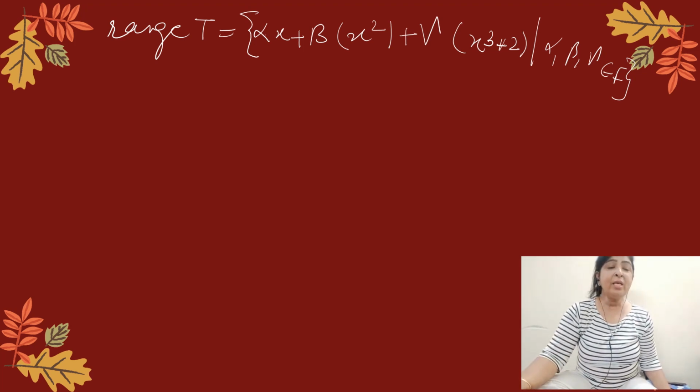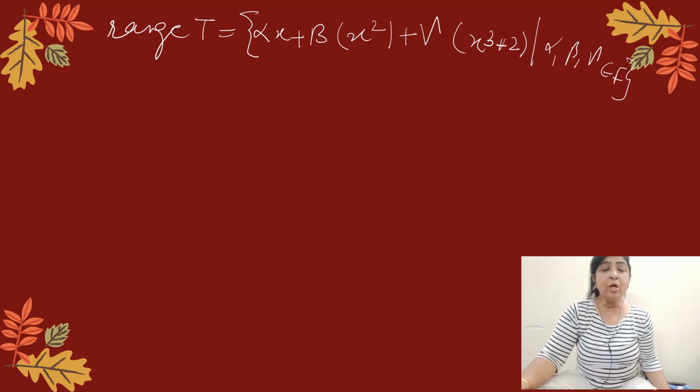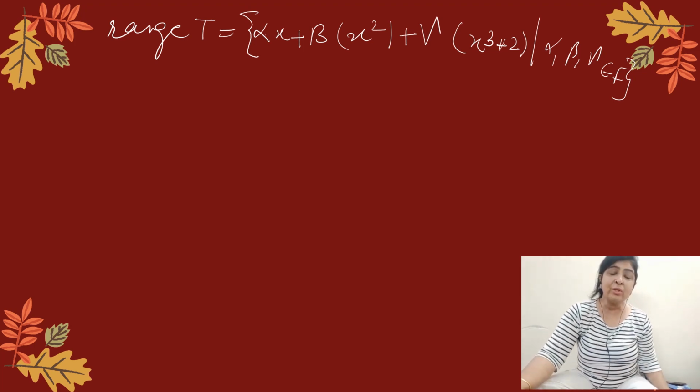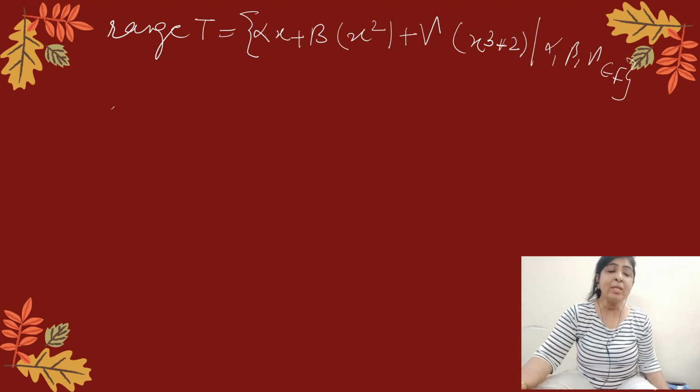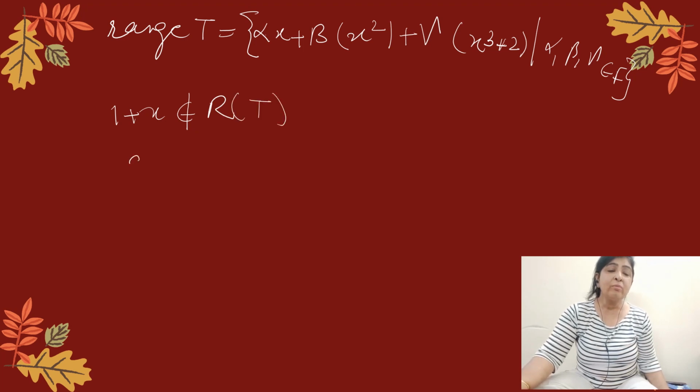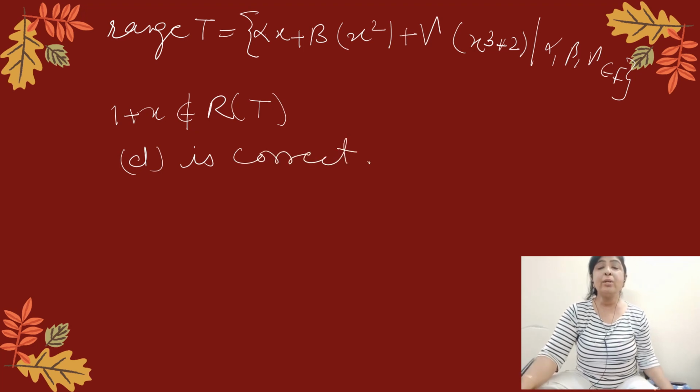Now you can see that in this range set, options A, B and C are elements of the range set, but 1 plus x, if we take any value of alpha, beta and gamma, we are not getting 1 plus x. So 1 plus x doesn't belong to the range. So option D is correct. Option D is correct. Clear?